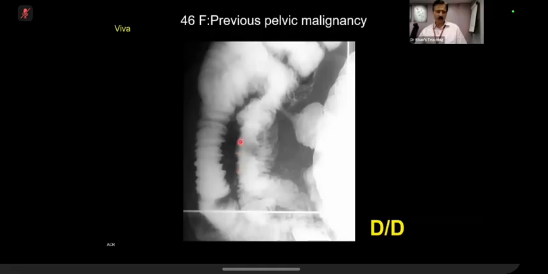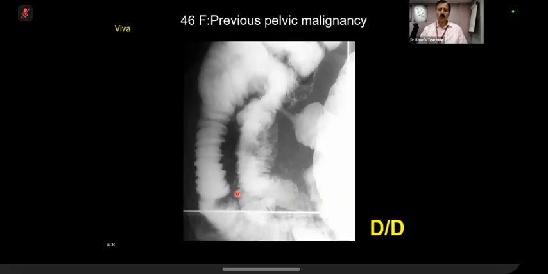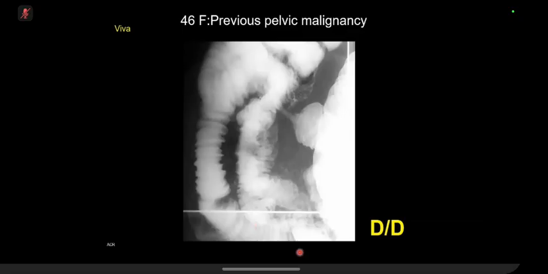Thumbprinting is also very good. Yeah, and mucosal fold thickening and some irregularity in the mucosa as well. So my question is, this case is a post-radiation case. How do you explain all of these findings in post-radiation? It's fibrosis as a result of radiation.